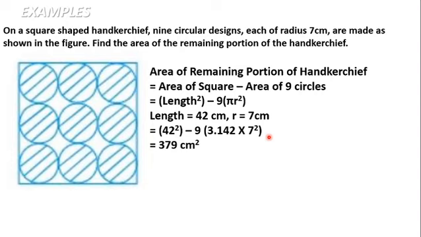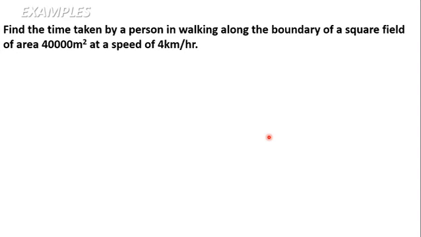Okay, so let's look at one more example before we round up. It says, find the time taken by a person in walking along the boundary of a square field of area 40,000 meters squared at a speed of 4 kilometers per hour.